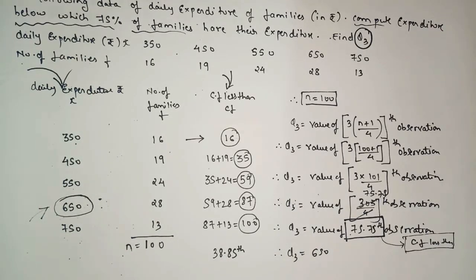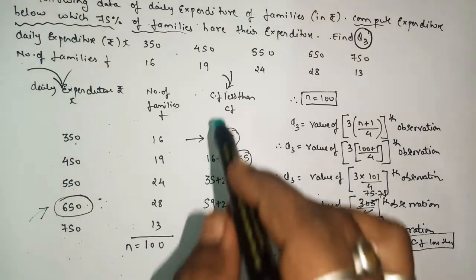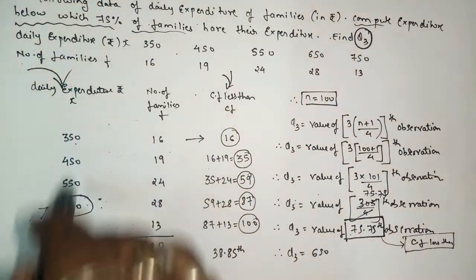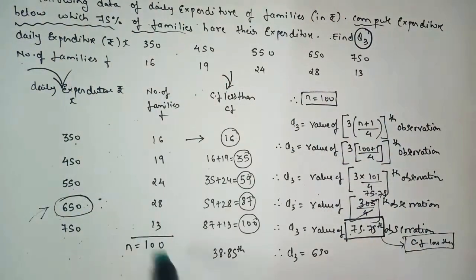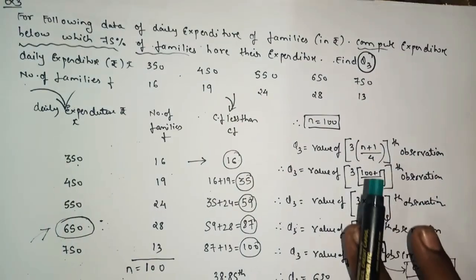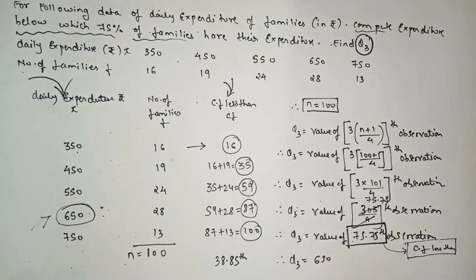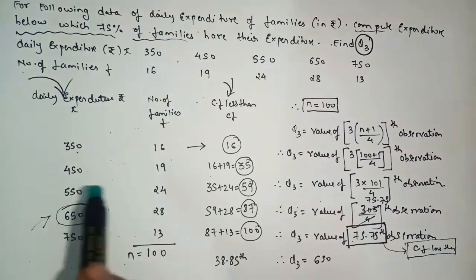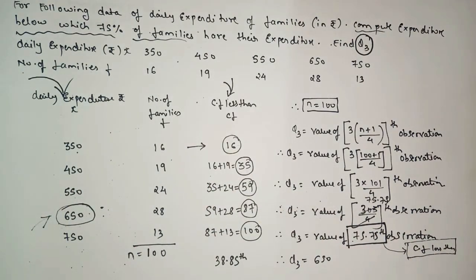So in this way you will find your answer. I hope you all understood the concept, the sum. Simply you have to add one column. Consider the first column as X, the second as F, and the third as CF. CF is known as cumulative frequency. I hope you all know how to find the cumulative frequency.